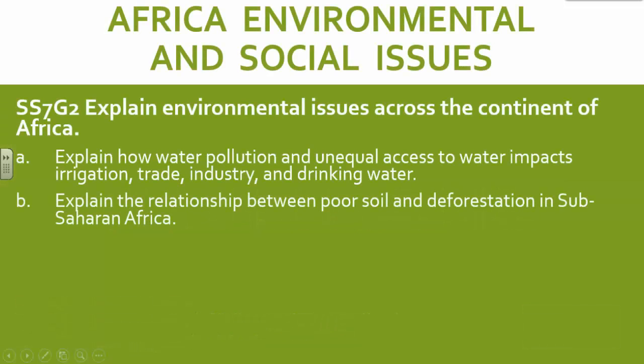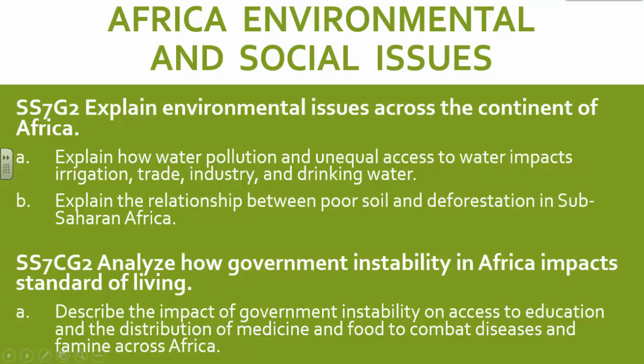The standards addressed today include Grade 7, Geography 2, which asks students to explain environmental issues across Africa. Specifically, students will examine water issues, including pollution and unequal access to water, and how it affects irrigation, trade, industry, and drinking water. The relationship between poor soil and deforestation are also addressed as part of this standard.